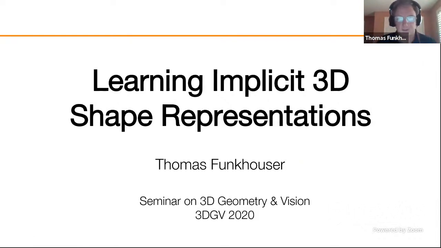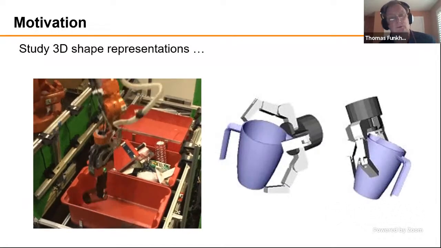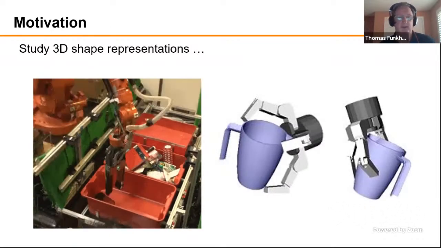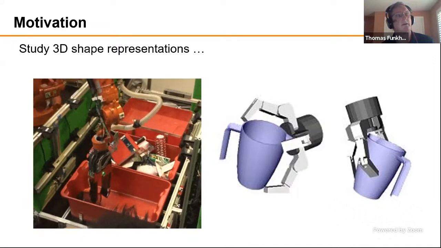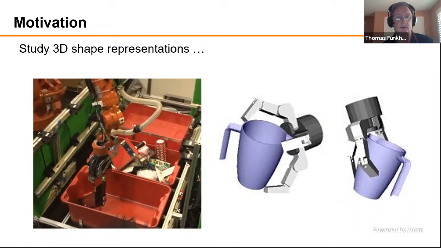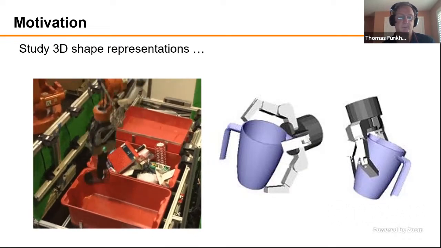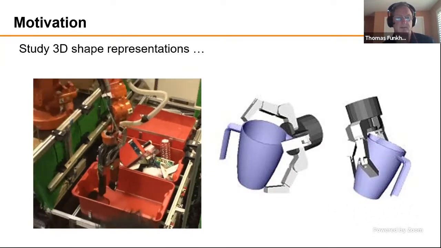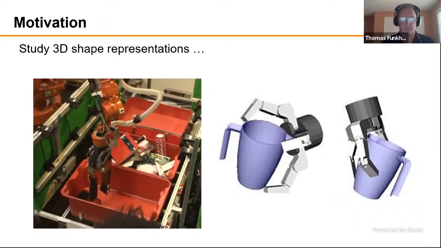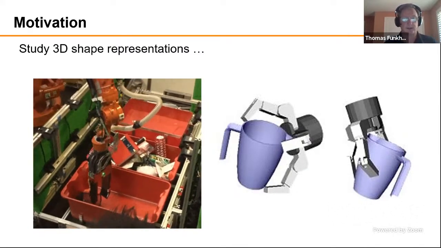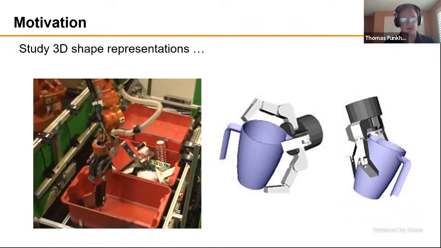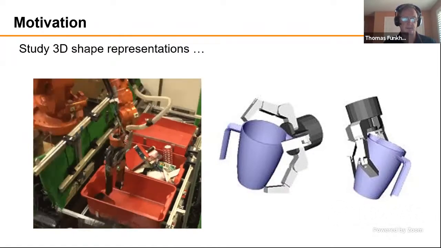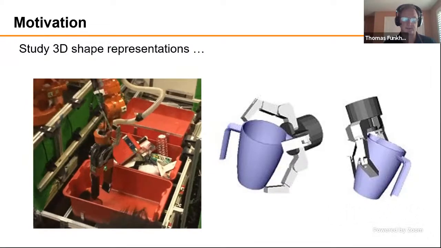So yeah, I'm going to talk about learning implicit 3D shape representations. The general topic of the seminar, I believe, and of this talk as well, is to ask the question: what is the right 3D shape representation for different kinds of applications? Although there are many possible applications, I'm going to focus on ones where you'd like to understand how to manipulate shape, which requires understanding a little bit of its structure and being able to do queries on it, like, are you inside it, or what's the distance to it, and things like that.